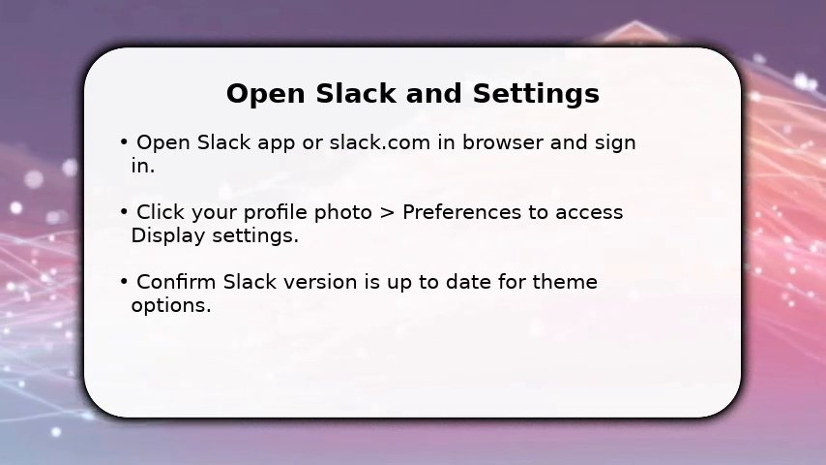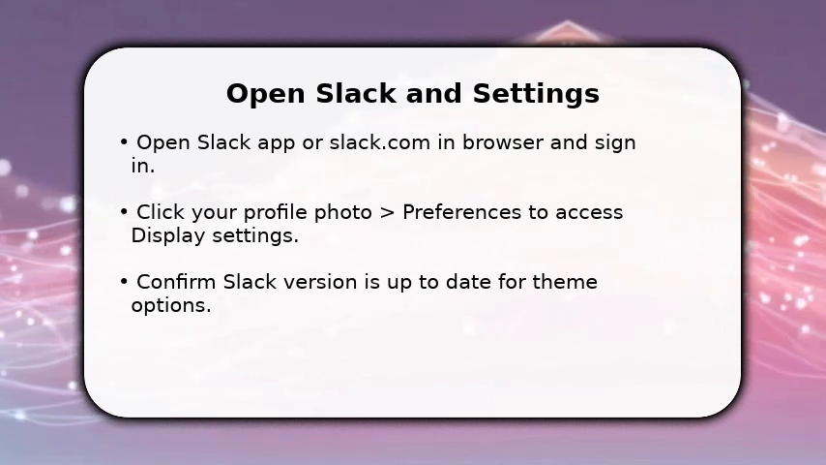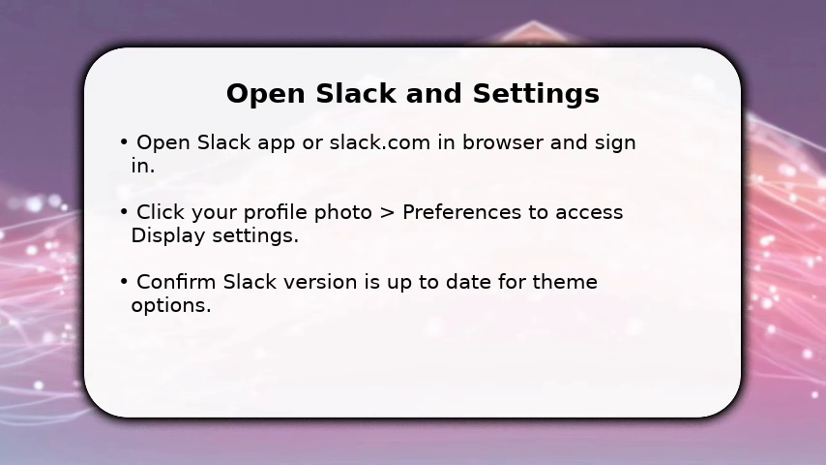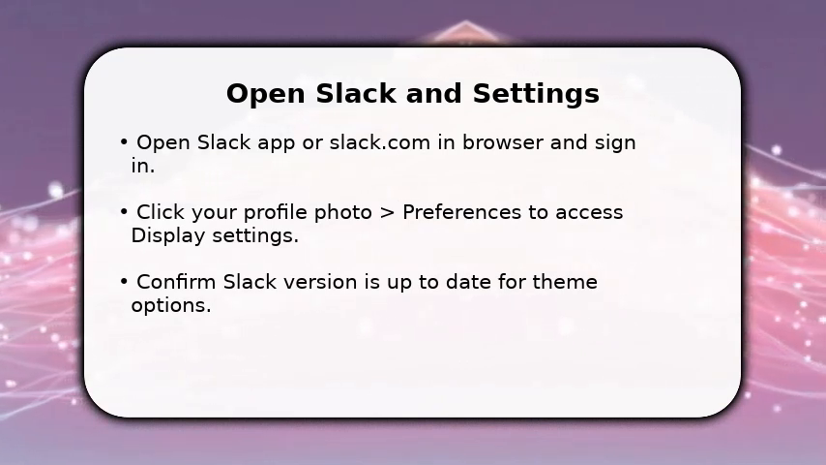If you're on the desktop app, use View, Toggle Full Screen only if needed. Otherwise, stay in Preferences, Themes. This gets you to the exact controls to switch modes and customize contrast and sidebar colors.